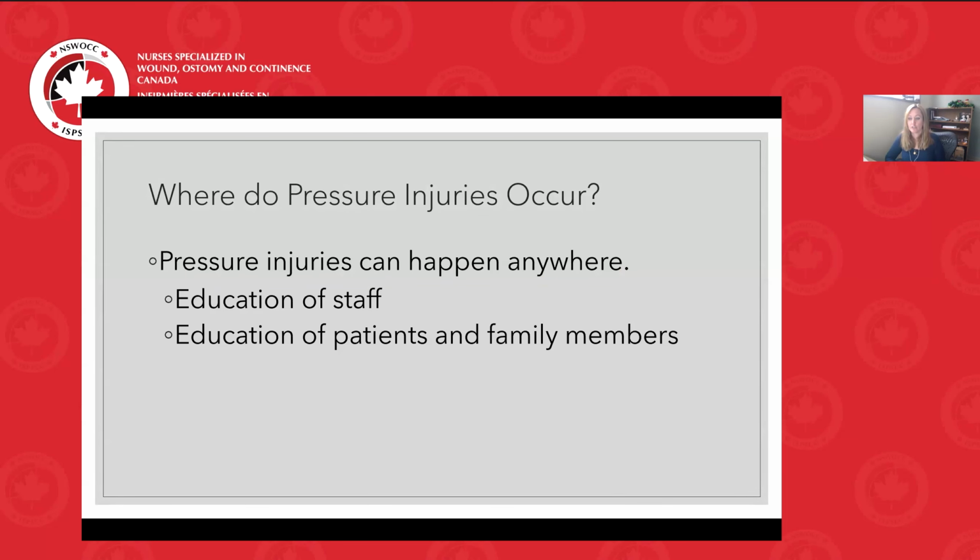So where do pressure injuries occur? We know that pressure injuries can occur anywhere. They can occur in the patient's home, at a skilled nursing facility, at a group home, or in the hospital. So it's important that we educate our staff if they are in a facility, and then we educate the patients and family members as well. So if the patient's at home, making sure that they know how to prevent pressure injuries, or how to care for any pressure injuries that the patient may already have.